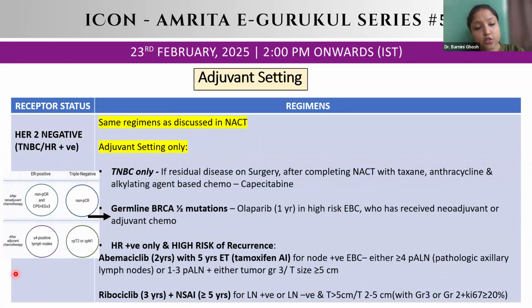See, here I have shown these 4 sets of patients. They may be either hormone receptor positive or they may be triple negative. For hormone receptor positive cases, those patients after neoadjuvant therapy who have not achieved pathological complete response and whose CPS-EG score is more than or equal to 3 may be considered for adjuvant olaparib.